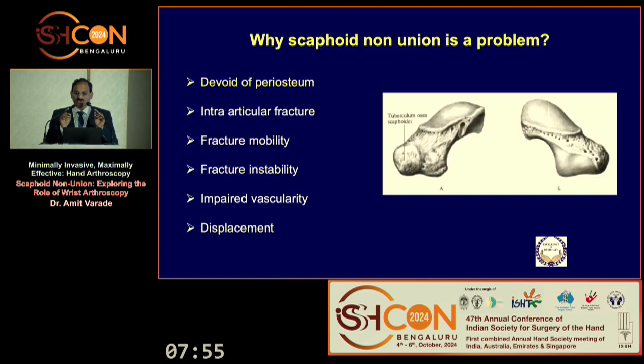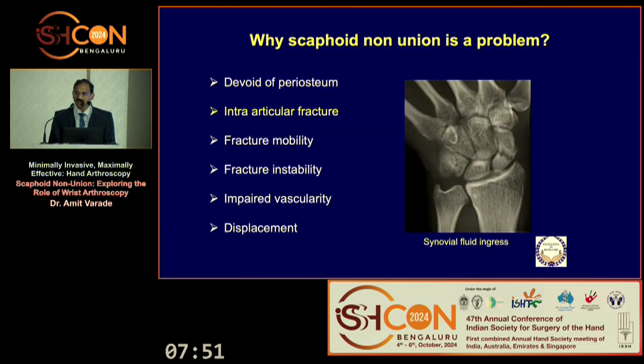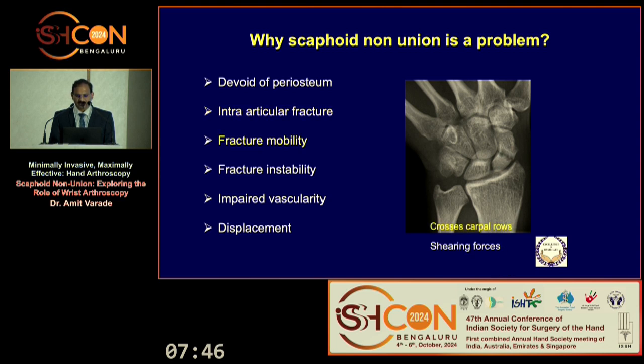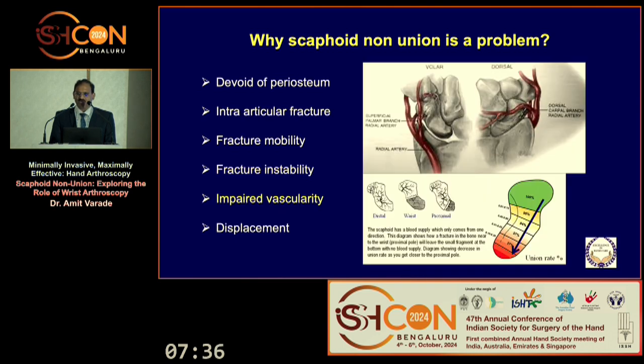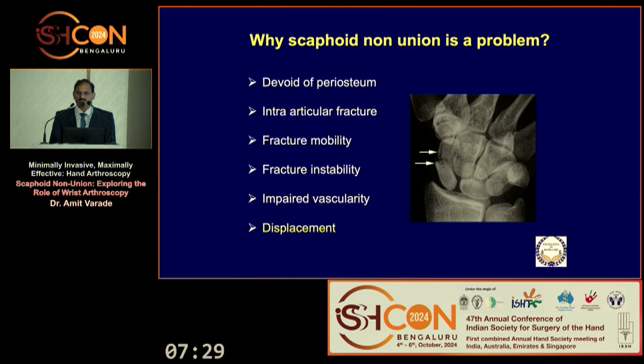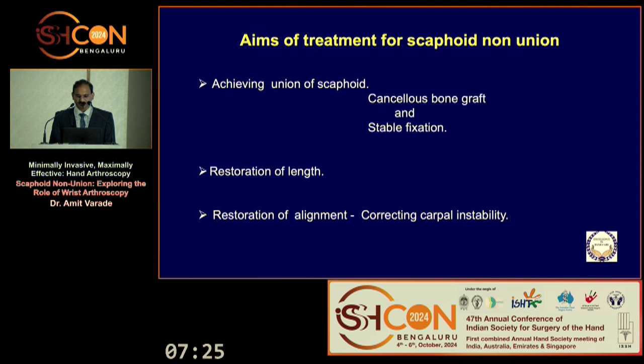So why is scaphoid non-union a problem? Because it is devoid of periosteum. It is an intra-articular fracture and synovial fluid continuously ingresses at the fracture site. The fracture is mobile because both poles lie along both carpal rows, and in long-standing cases there occurs DISI deformity. And we all know about the vascularity, which is very precarious, and it goes from distal to proximal. And the most important factor for scaphoid non-union is displacement at the fracture site.